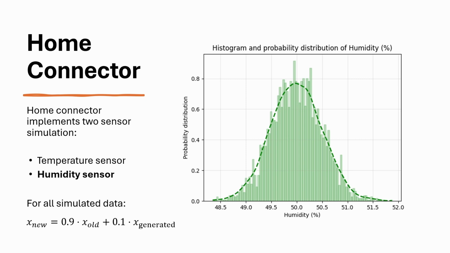For each simulated data in this platform, to ensure small variation between following generated data, every time the new value is equal to 0.9 times the previous value plus 0.1 times the generated data.